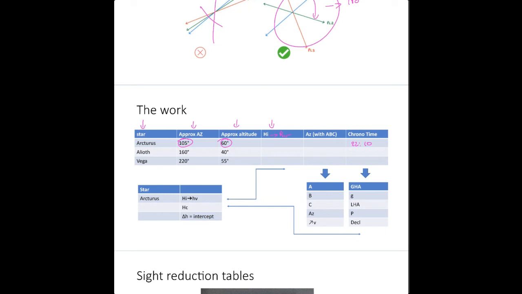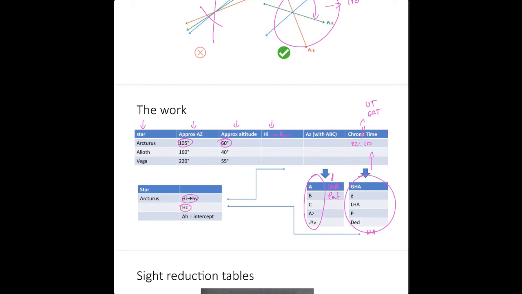You calculate the azimuth with the ABC tables. You can do this because you need your declination, you need your LHA, and you need your latitude for this. The LHA and the declination you can get from the nautical almanac here, because you know your chronometer time, which is actually GMT, or universal time, which is mentioned in the nautical almanac.